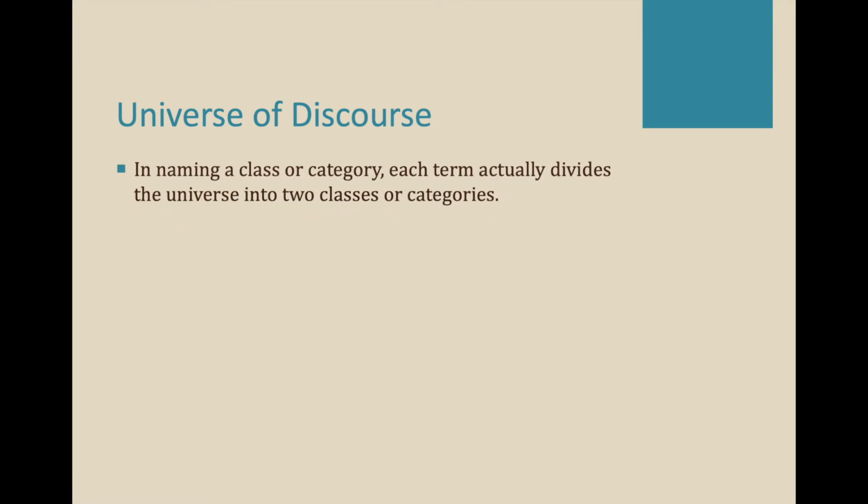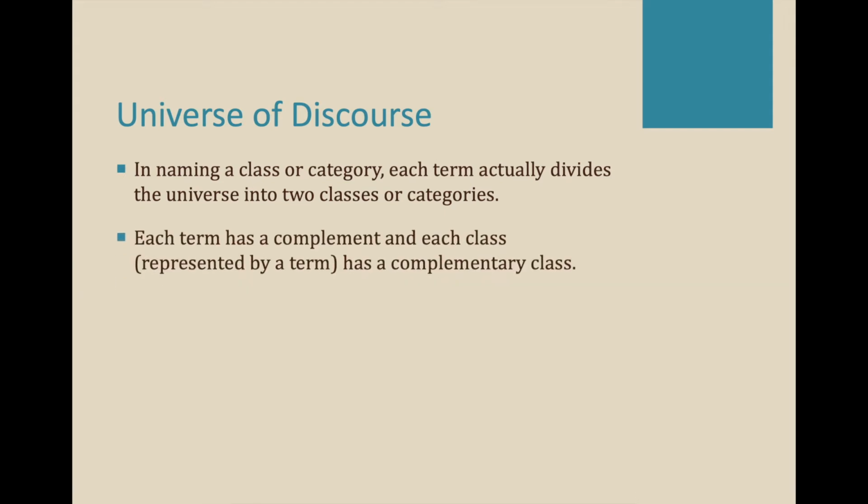When we name a class or category using a term, each term actually divides the universe into two classes or categories. So each term has what we call a complement, and each class, which is represented by the term, has also then a complementary class. So we think about the term, and there's one explicit term in the statement. Let's say we're talking about the subject term. That subject term gives us an explicit term that represents a class or category, but also implicitly there exists what we call the complementary class.